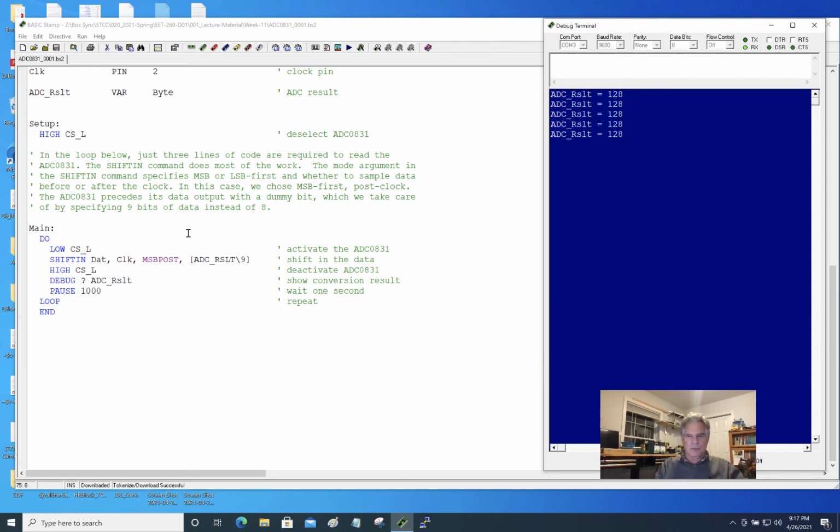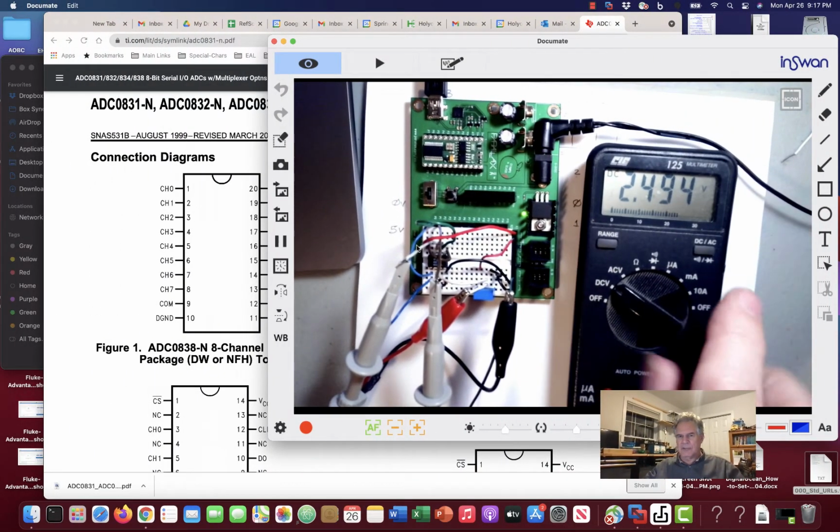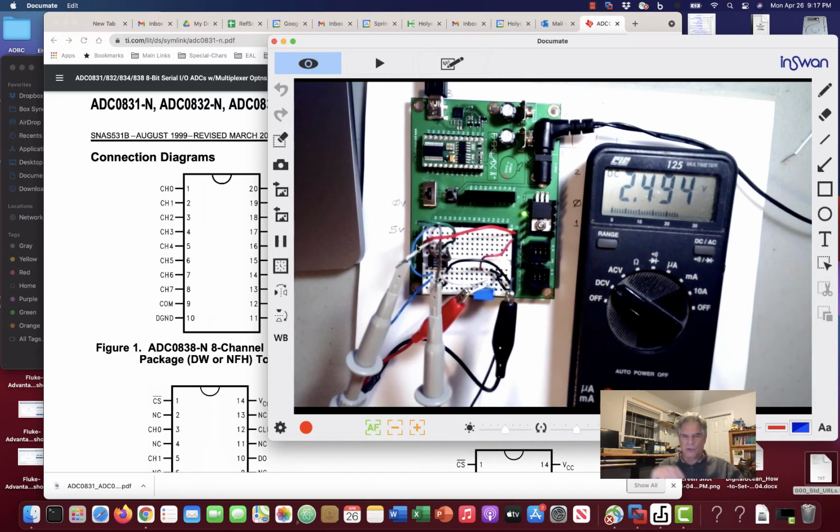Now let's go back over to here, and you can see that my value is very close to 2.5 volts, 2.494 volts. And that's half of 5 volts, just like 128 is half of 255. Well, 256, but 255 is our highest number. So you can see that we have half of our maximum number, and we're looking at half of our maximum voltage.